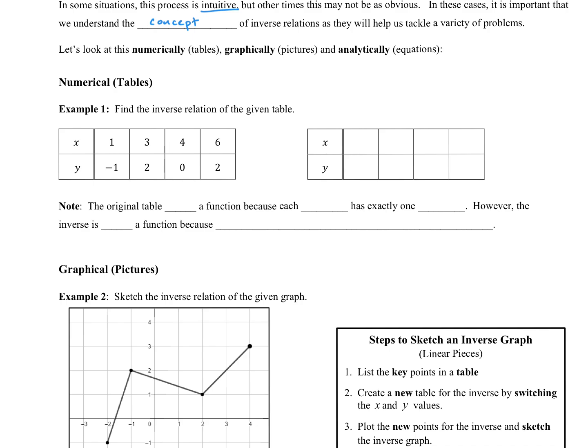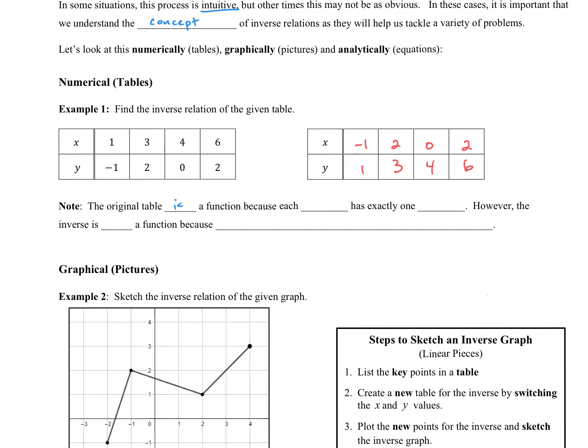All right, so example 1, we're going to find the inverse relation of the given table. So again, what's an inverse? It's a switch in x and y. And so if my first ordered pair is 1, -1, what's my inverse's ordered pair? -1, 1. And if my next ordered pair is 3, 2, what's my inverse's ordered pair? 2, 3. And then if I have 4, 0, what's my inverse? 0, 4. And then if my function is 6, 2, my inverse is 2, 6. All right, keep going. You're doing great.